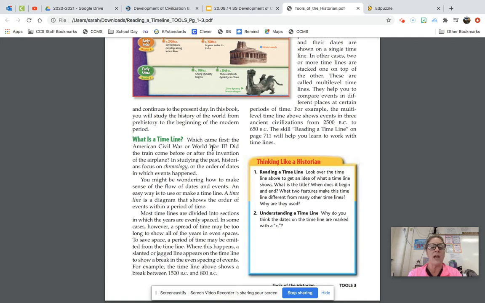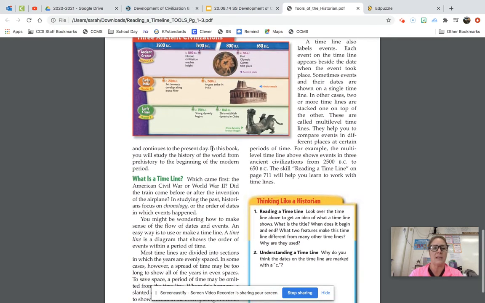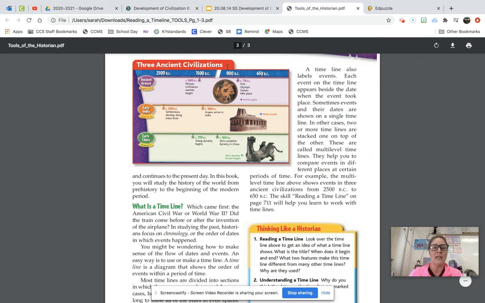In some cases, however, a spread of time may be too long to show all of the years. In even spaces to save space, a period of time may be omitted from the timeline. Where this happens, a slanted or jagged line appears on a timeline to show a break in the even spacing of events. For example, the timeline above shows a break between 1500 BC and 800 BC. Right here, 1500, there's a break. This is too long of a time period to show in a diagram. So they need to show that there's a break in between these time periods.